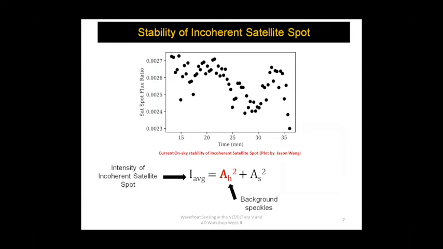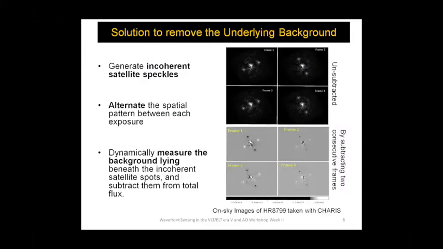So generally, after switching the phase at high speed between 0 and pi, we get a mixture of this incoherent background and actual intensity. So to finally remove these incoherent background speckles, I alternate the spatial position. First I generate the incoherent satellite speckle for one frame and switch the spatial pattern between frames, and by subtracting two frames, I arrive at the actual copies of this central star.